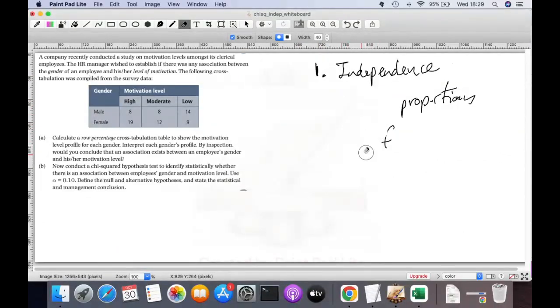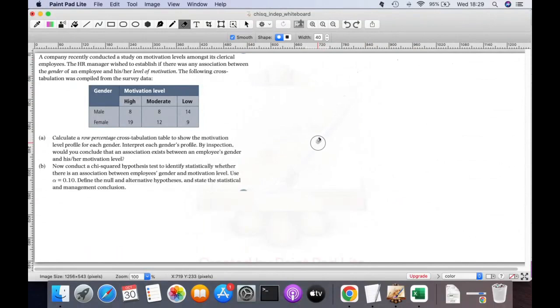So let's read this question and determine what they're trying to ask us. The question reads, a company recently conducted a study on motivation levels against its employees. And the HR manager wishes to establish if there's an association between the gender, so I'm going to highlight gender here, of an employee and his or her level of motivation. The following table was compiled by the survey.